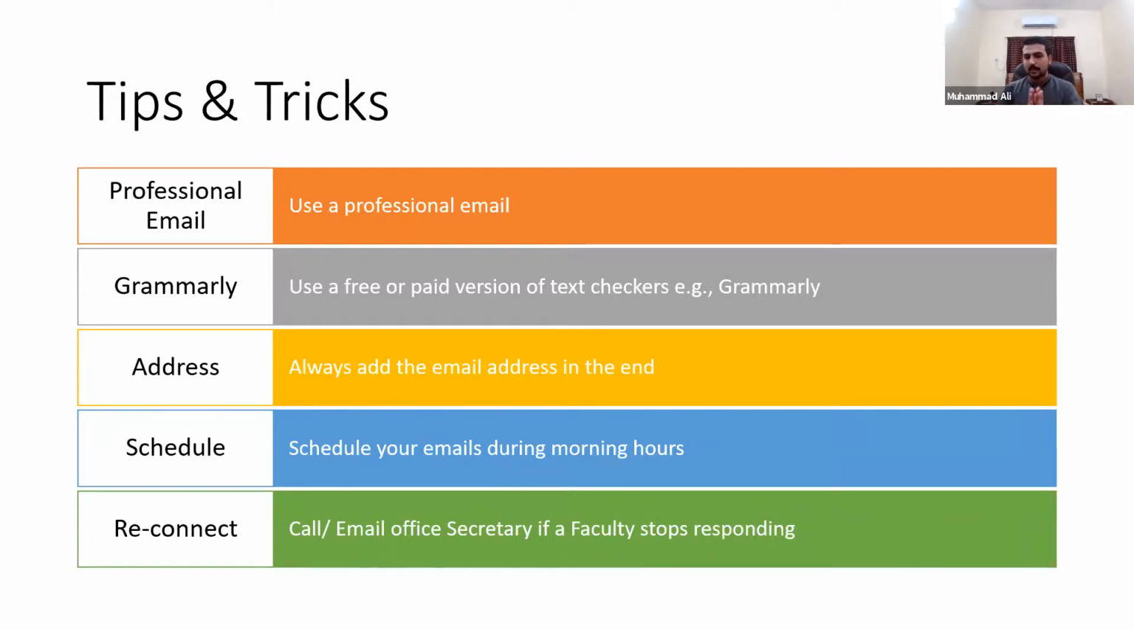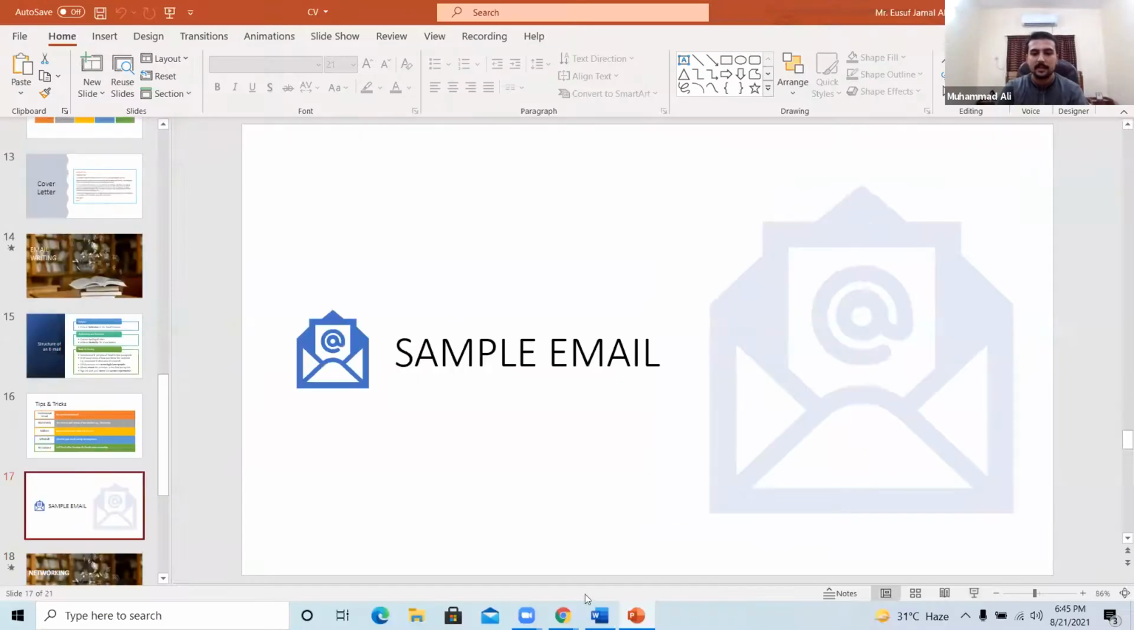And then in case you have been in touch with the faculty and they stop responding to your emails, you can call or email their office secretary. If you are emailing someone from your own university, you can visit their office secretary and ask for their contact details. You can also request them, in that physical interaction, to ask whether the faculty is on leave, or to physically remind the faculty whenever they get a chance that they have to get back to you. So these are some of the tips and tricks to get your email through to a faculty and get responses. So let's go over a sample email.